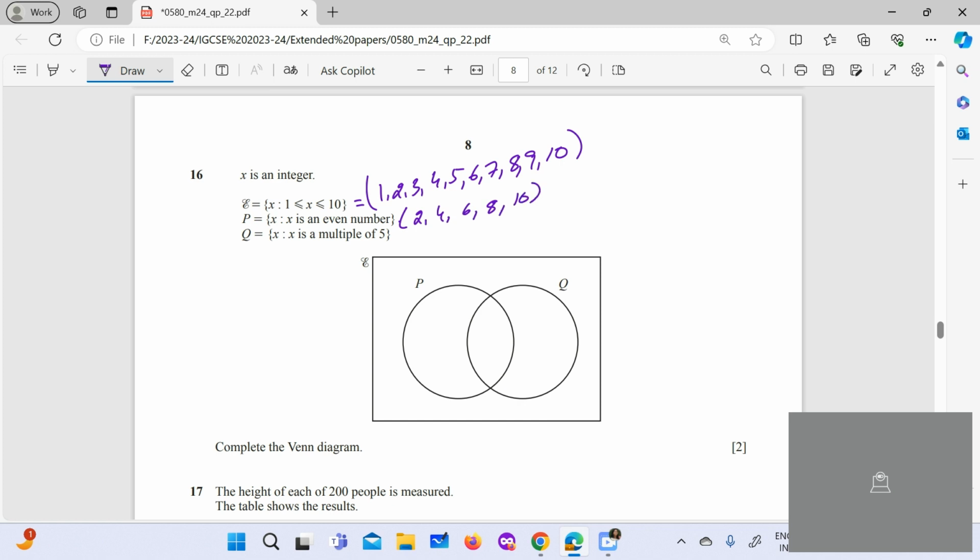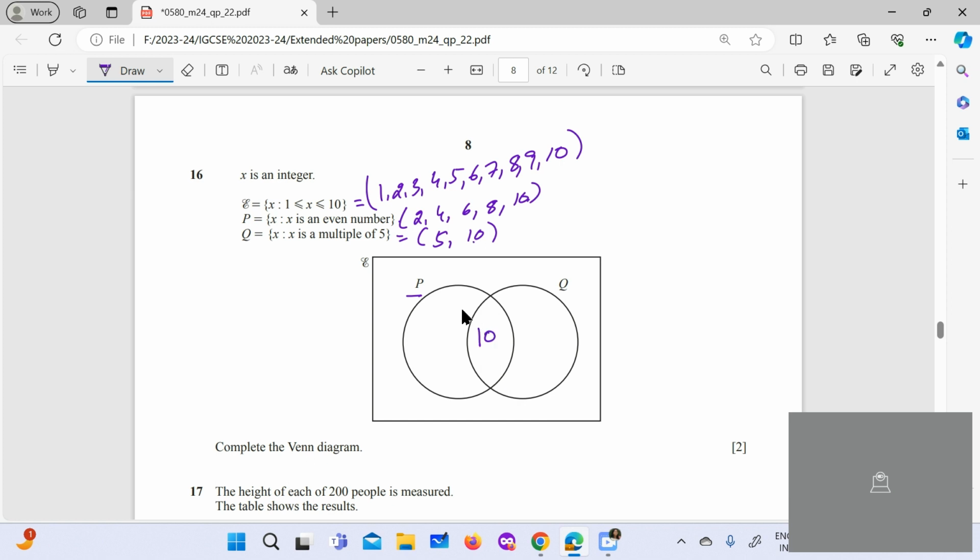And then x is multiple of 5. So again you have to pick from here. So it will be 5 and 10. I hope this is clear to everyone. Now your question is complete the Venn diagram. So you know that this is the intersection part, means the common element in both the sets. Okay, so P is for even numbers, Q is for multiple of 5. So the common in both of them is 10.